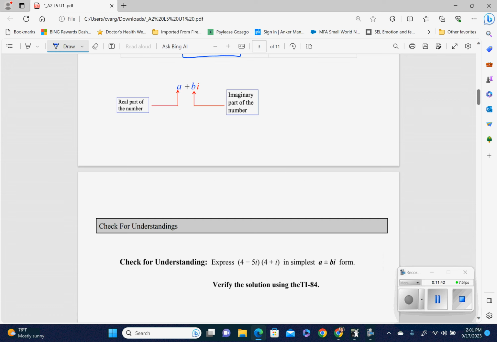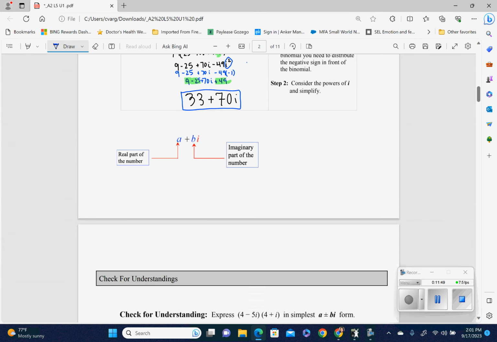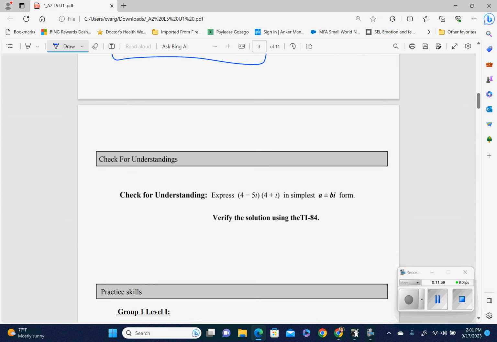So go ahead and do this check for understanding, and you want to put it in a plus or minus bi form, and that literally just means like this, right? You want to put a number, a plus or a minus sign, and then another number, and then the i after that. This is here to kind of refresh your memory about what a plus bi is. Okay, go ahead.